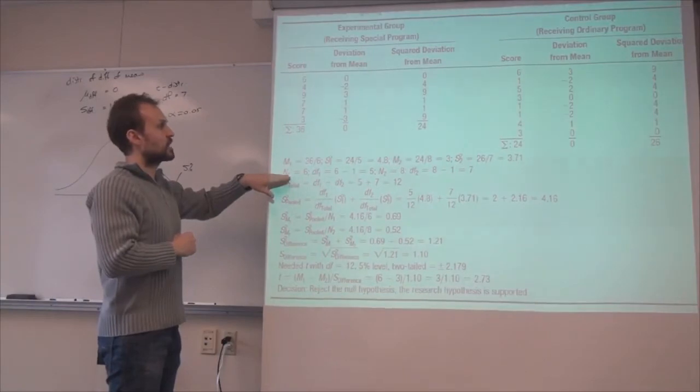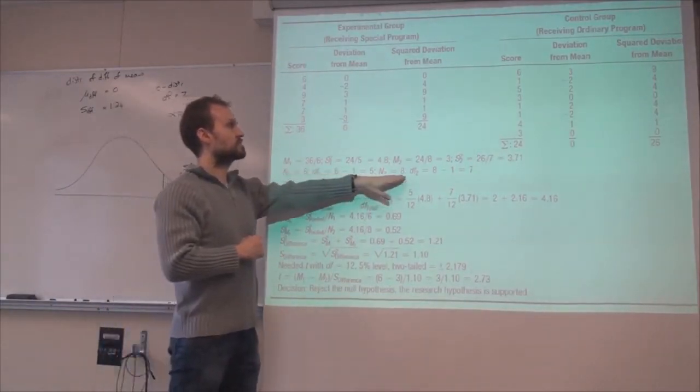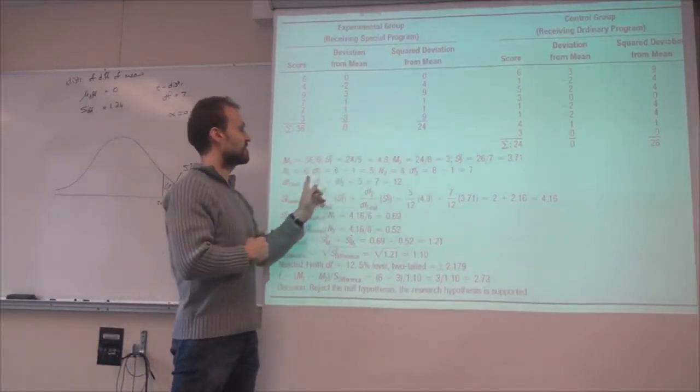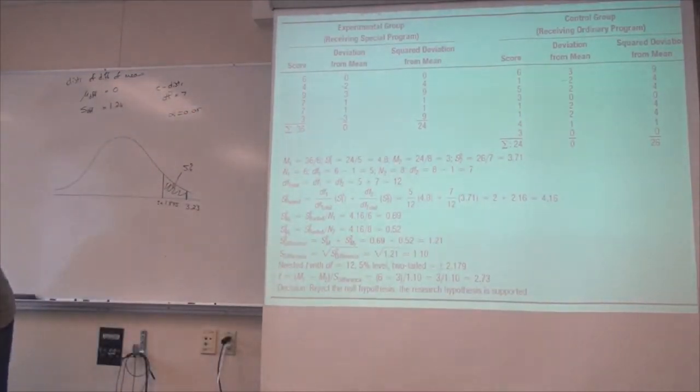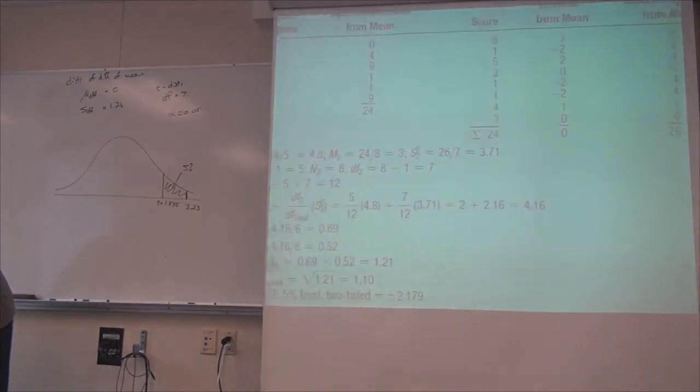My degrees of freedom is 1 less than the sample size in each case. I have 6 and 8, so it's 5 and 7. Zoom in a little more, I suppose. We don't need these anymore.